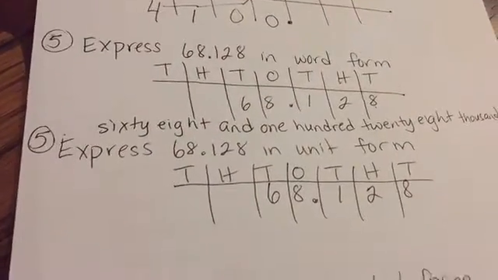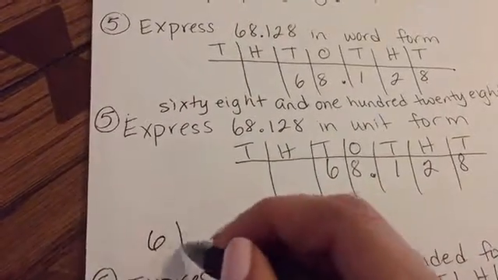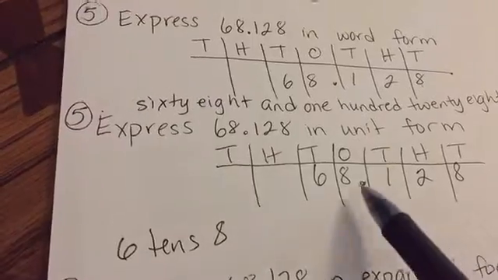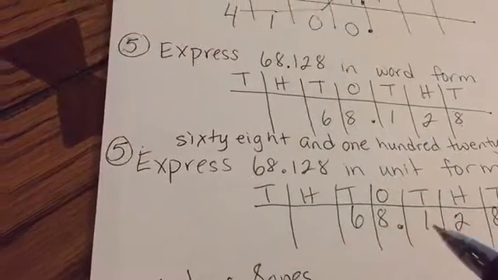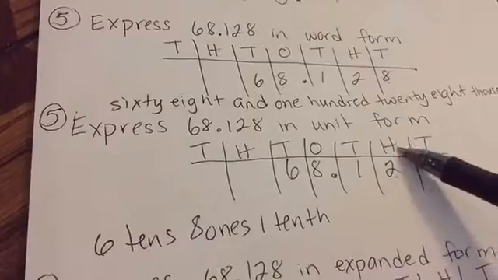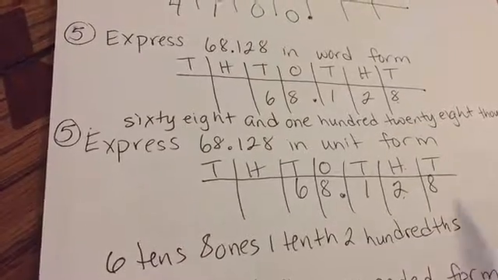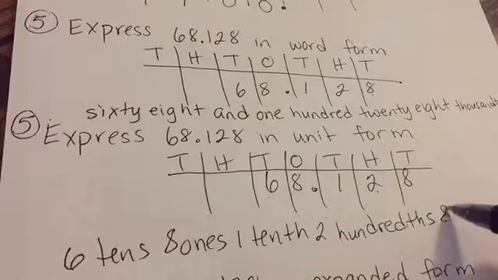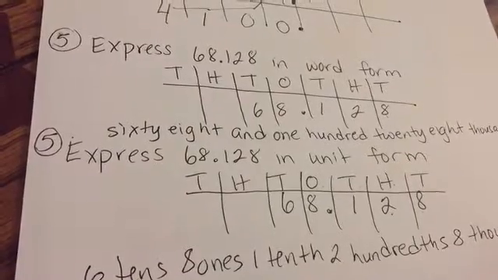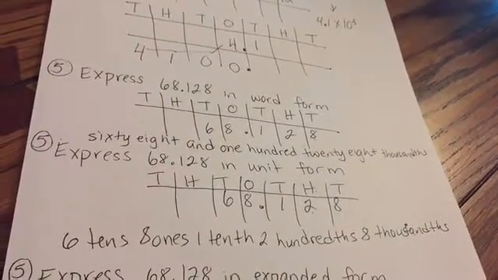If we're going to express that exact same number in unit form, we're going digit by digit. So our first digit is a 6. And the 6 is in the tens place, so we write tens. Our next digit is 8, and the 8 is in the ones place, so we're going to write ones. Our next digit is 1 in the tenths place, so 1 tenth. We have a 2 in the hundredths place, so we write 2 hundredths. And we have an 8 in the thousandths place, so we will write 8 thousandths. Whoa, spelled that wrong. I have jet lag still, so you have to forgive me. 6 tens, 8 ones, 1 tenth, 2 hundredths, 8 thousandths.